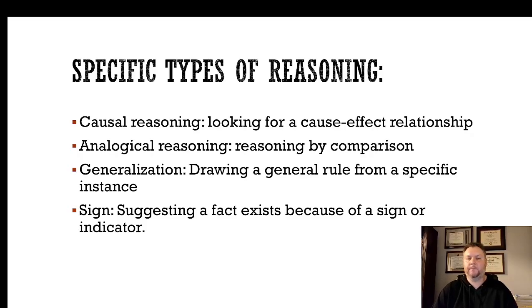So, sign reasoning. This is basically a type of thinking. This last one here, about some other examples of this. There's a couple more, but sign reasoning is when you suggest a fact exists because there's a sign indicator. So you have a sign of something, something that might actually truly be an indicator of something. So therefore, this must be true, right? Or it's true all the time. And that's not always the case.